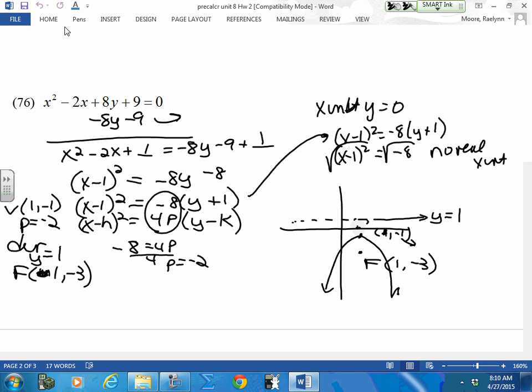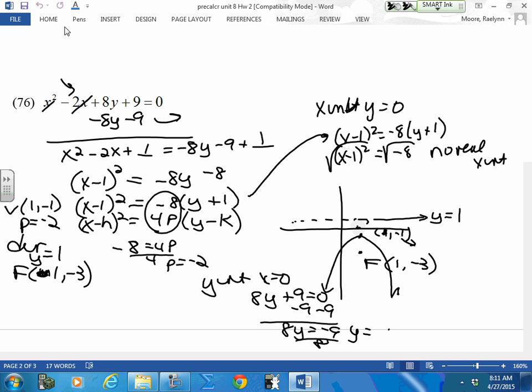Yes. Okay, y-intercepts. When x is 0, I'm going to go back to the very first one. This is going to give me a 0. This is going to give me a 0. I'm going to get 8y plus 9 equals 0. Move my 9 and divide by 8. And that looks about right, because this is at the -1. I'm slightly below that, so my graph is probably a little wider than I drew it. But I'm a sketch, so I'm in the ballpark. So here's my y-intercept.